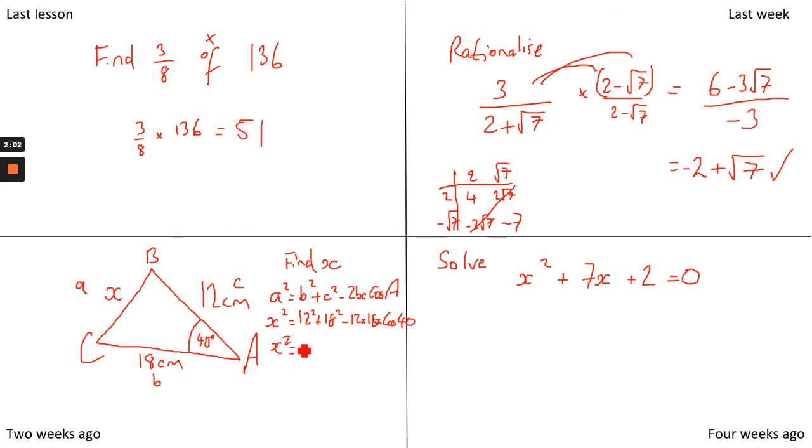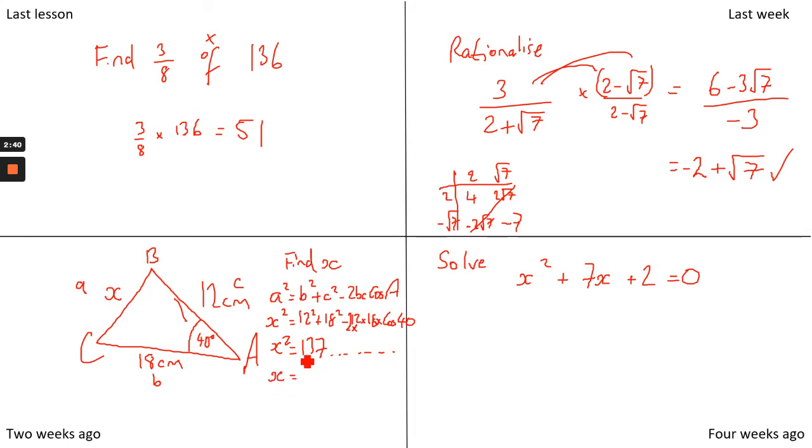So x squared, if I just type that in, 12 squared plus 18 squared minus 12 times... have I made a mistake there? I think I've made a mistake. So it's minus 2 times b times c. So I think I missed out the 2. So 12 squared plus 18 squared minus 2 times b times c times cos of the angle. If I've done that correctly, you should get x squared equals 137 point something. I'm not going to round there. I'm going to round at the end.